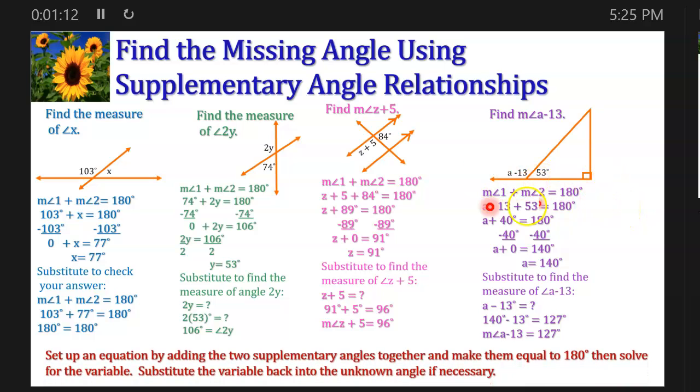Okay, so set up an equation. This is basically the steps that we just did for all four of these. Set up an equation by adding the two supplementary angles together. That's what we did on the first part of each one of these. Make them equal to 180 and then solve for the variable. Then substitute the variable back into the unknown angle if necessary. So if you have something like this or like this, where you've got to substitute that back in and find out what it is, minus 13 or plus 5 or whatever, then do so. On this side, we didn't have to do that part.